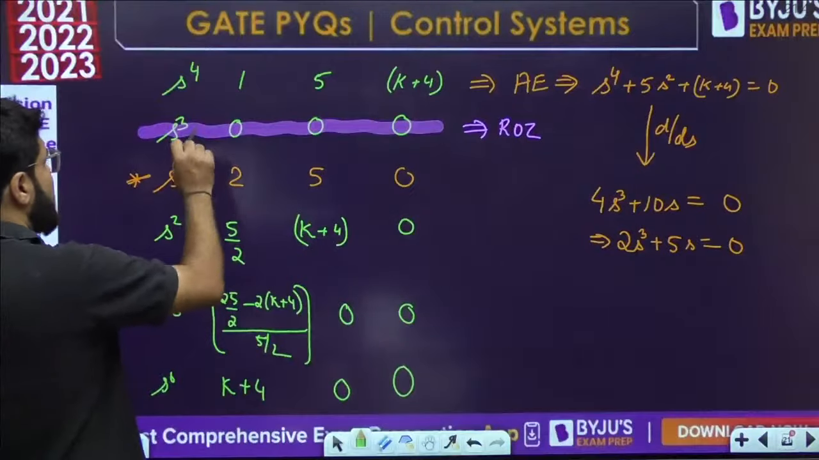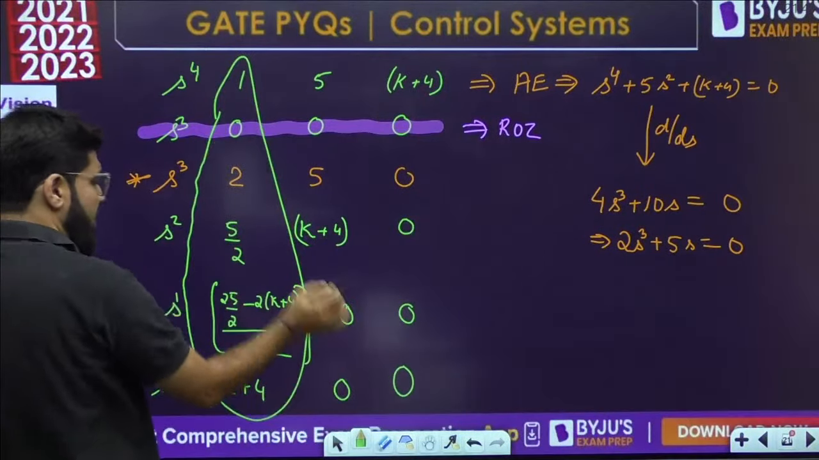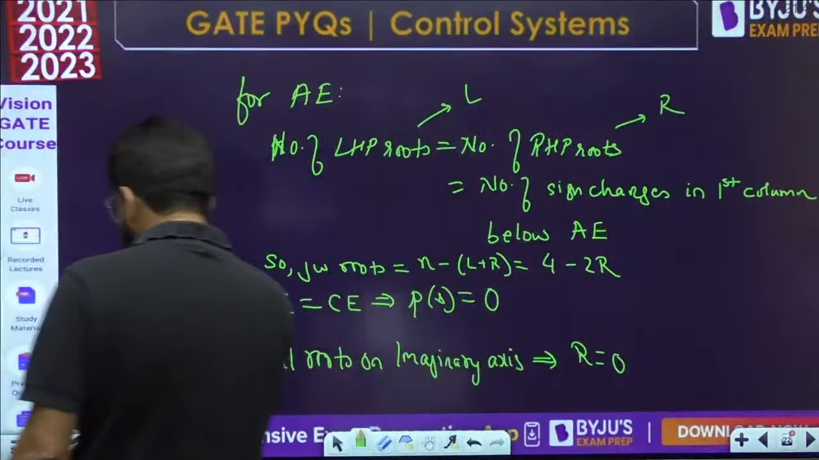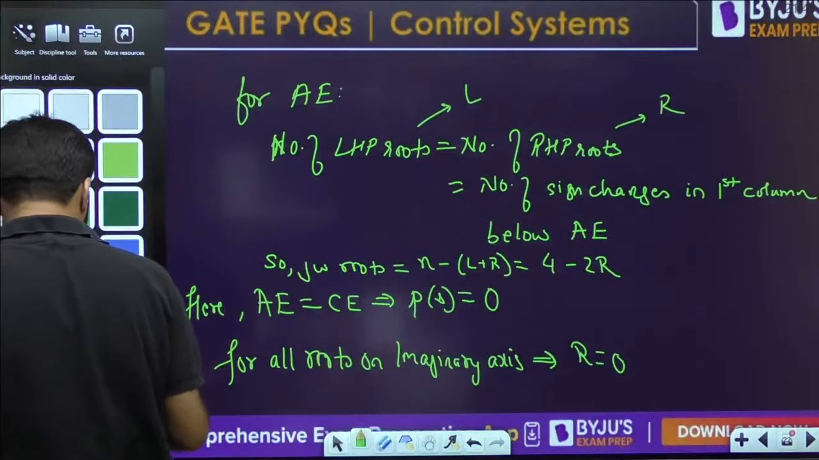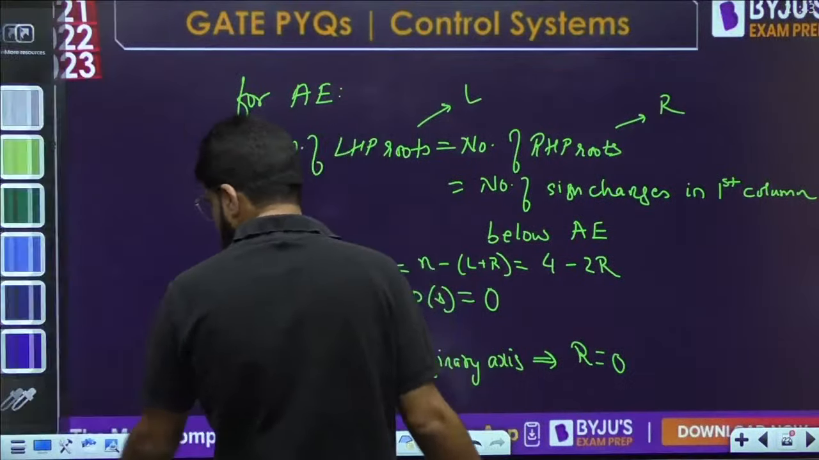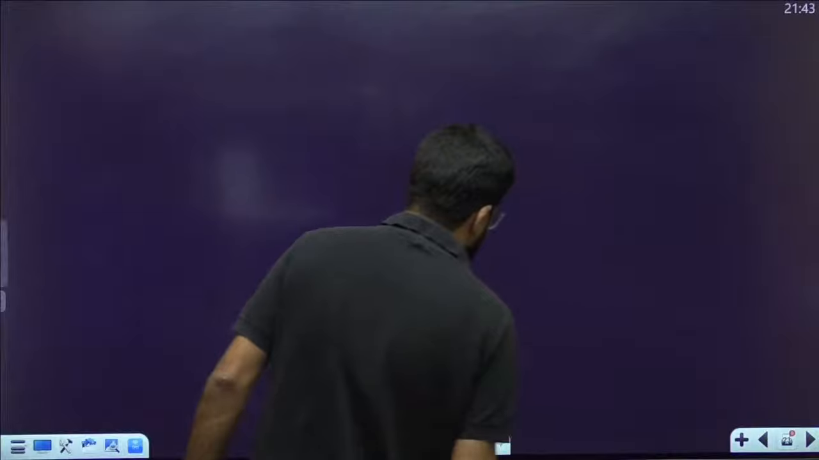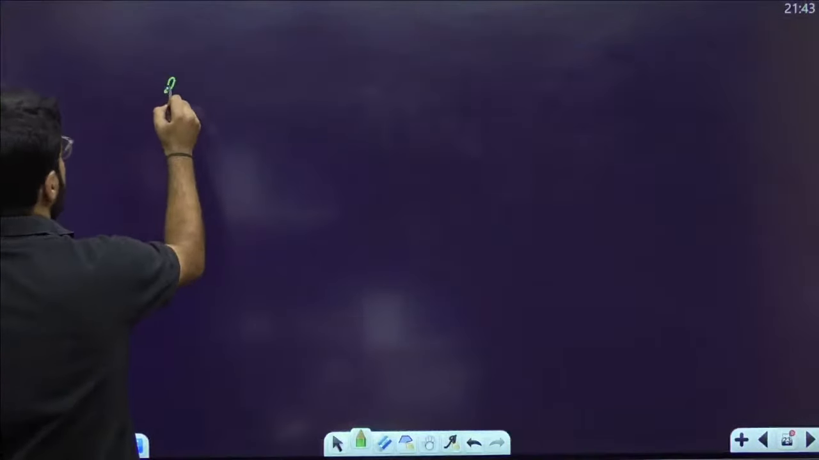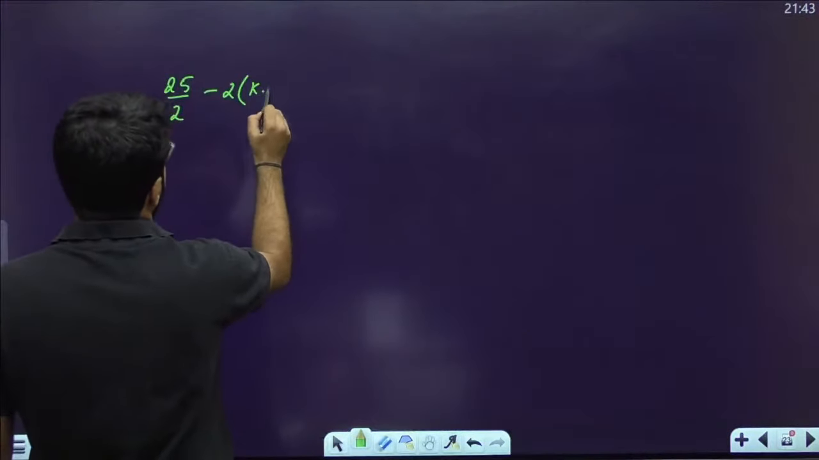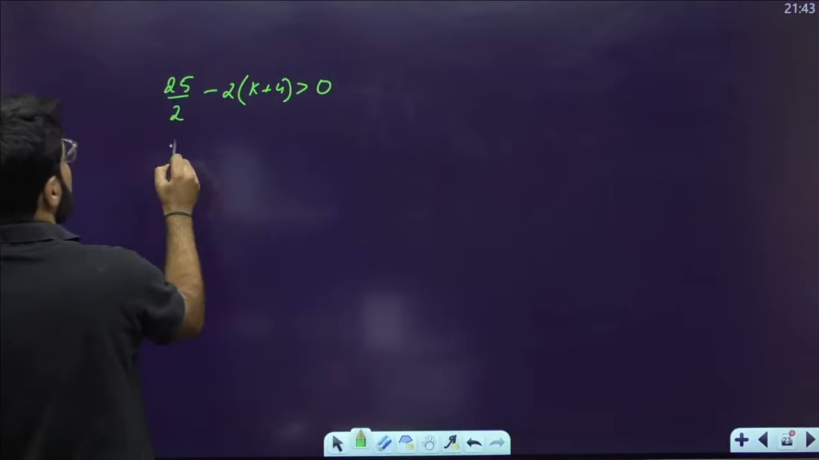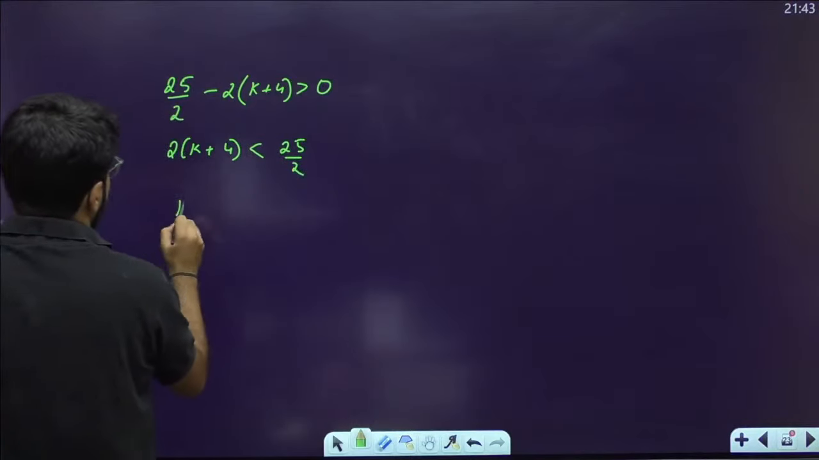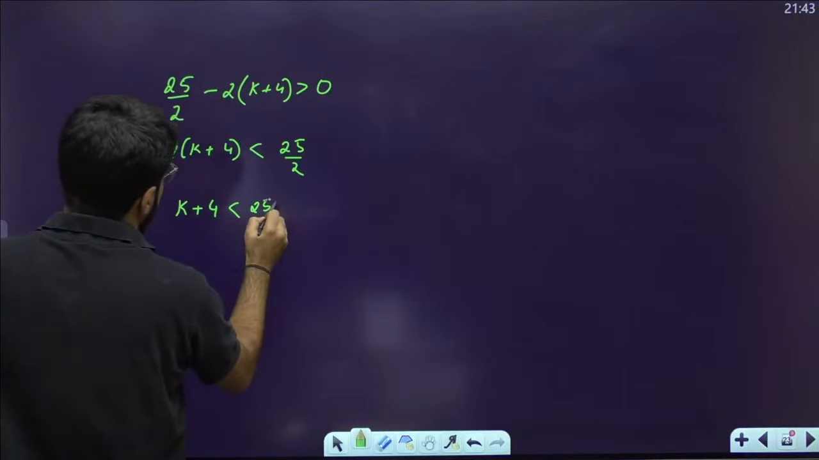That means below the auxiliary equation, in this particular segment, there should not be any sign change. This should be positive. So what I should be getting, let's take another slide here. Just a moment. What I should be getting is this particular term, 25 by 2 minus twice of (k plus 4) should be greater than 0. That means twice of (k plus 4) should be less than 25 by 2, so k plus 4 is less than 25 by 4.